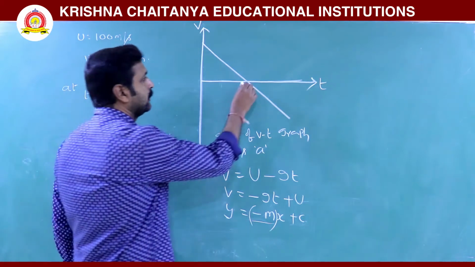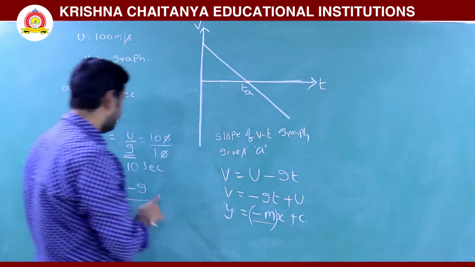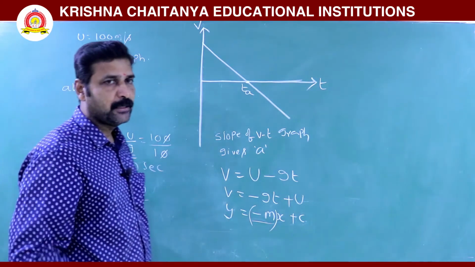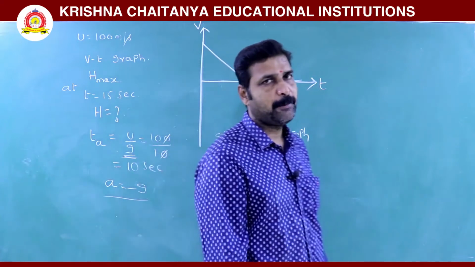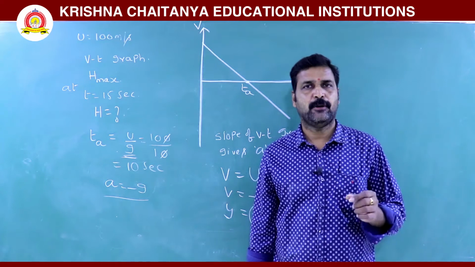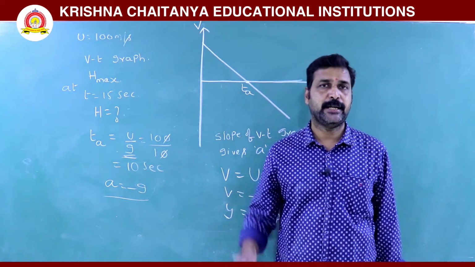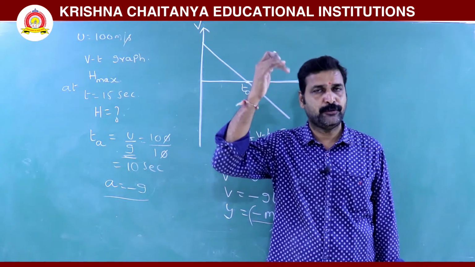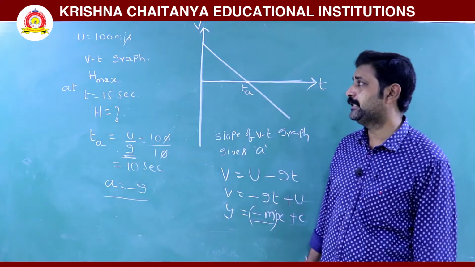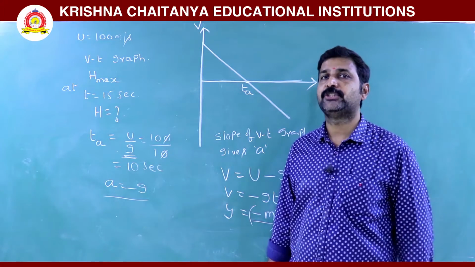So here the time of ascent is 10 seconds. What is meant by time of ascent? Time taken to reach maximum height. What happens at maximum height? The body comes to rest momentarily. That means the body stops there at maximum height and falls freely from that height. So while moving upward, the final velocity is 0.